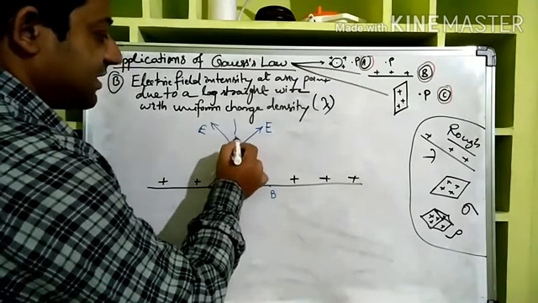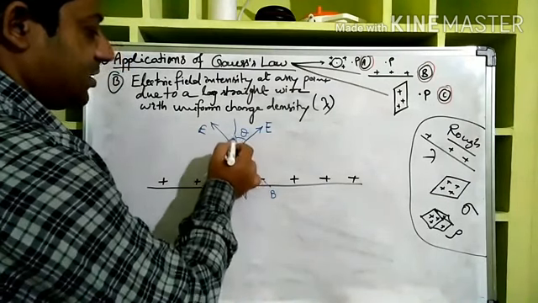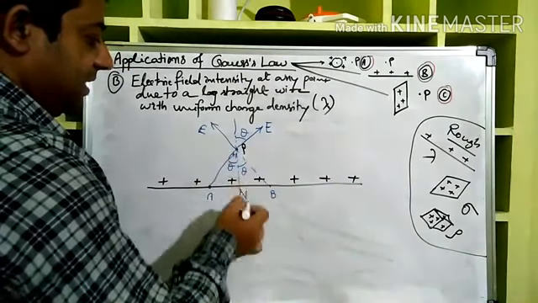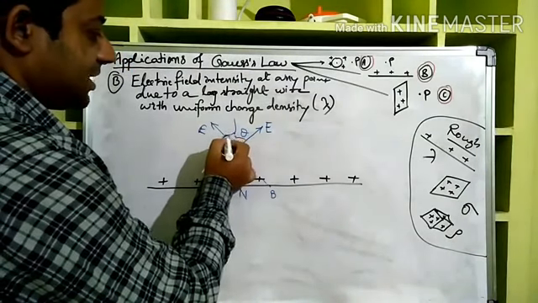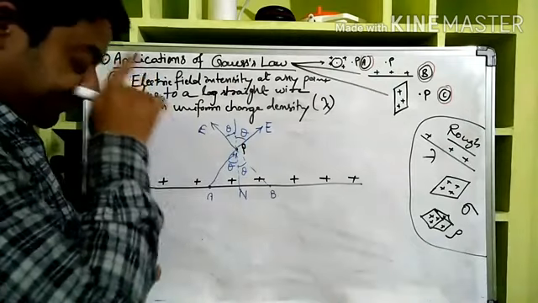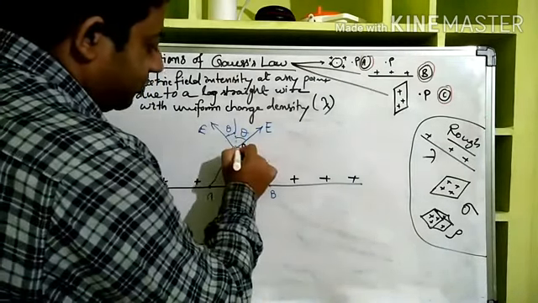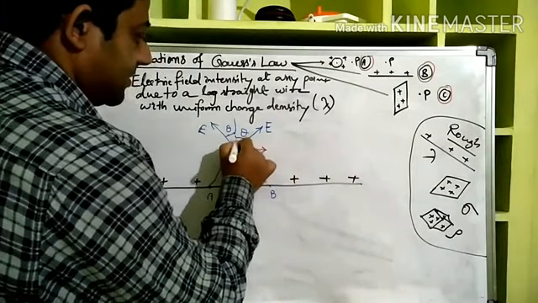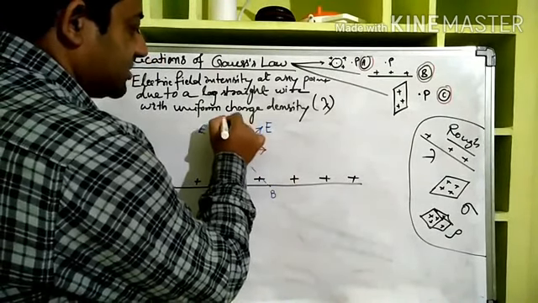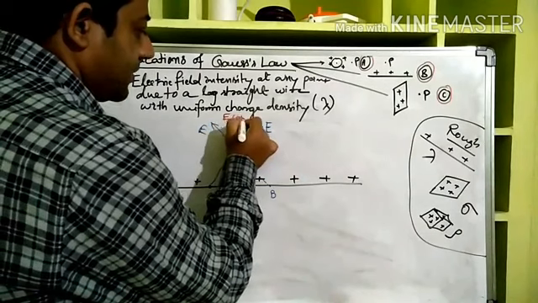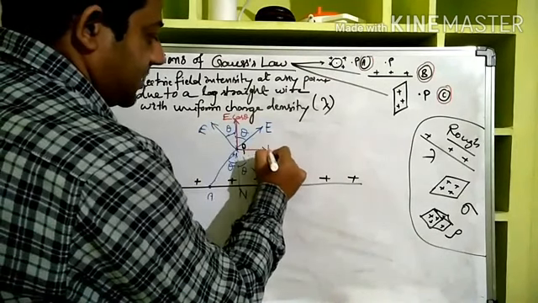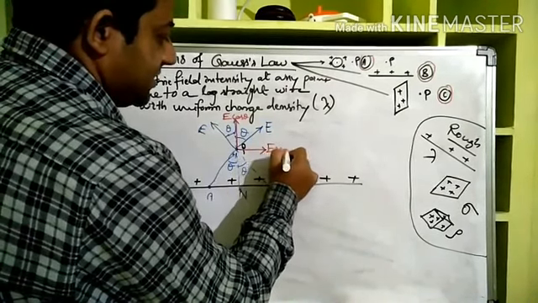Since this is theta, the opposite angle is also theta, and the opposite angle of BPN is also theta. Now this E can be resolved into two components, right? This is E cos theta, and this is E sin theta.